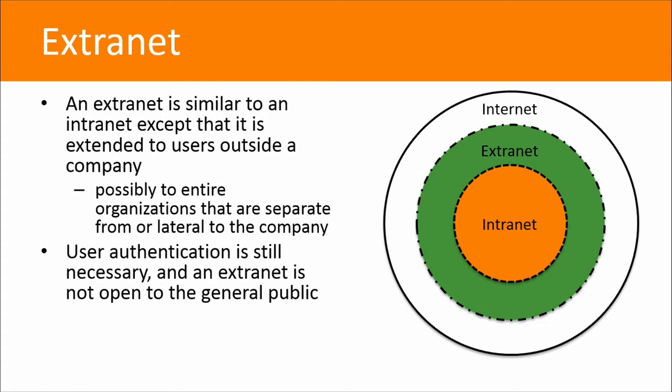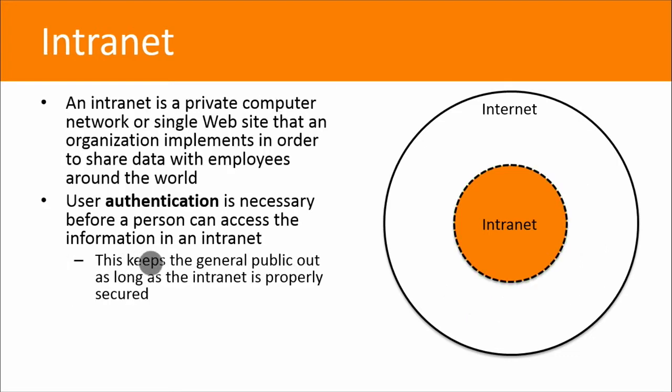Companies and organizations can then add extranets as an additional layer outside of the intranet. So an extranet is very similar to an intranet, except that it's extended to users outside of a company or organization. So you could have a sister company. Maybe let's say you have company A and you work a lot with company B. You can give company B's employees access to your extranet, and that allows them to access important files, but still not access your intranet. User authentication, still super necessary.